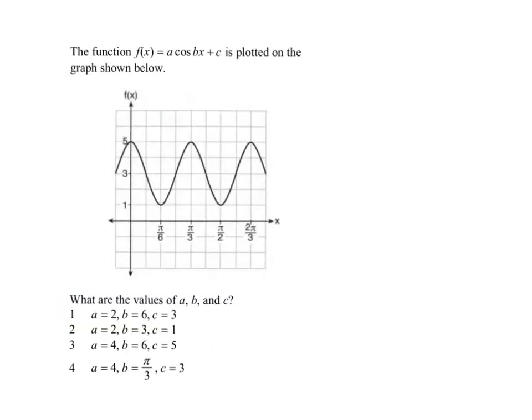In this question, it says the function a cos bx plus c is plotted on the graph shown below. They want the values of a, b, and c. Now, the first thing I always try to find is my midline, because that's kind of easy to find. It's halfway between the max and the min. So we know that c, because it's added to the end, is actually k, our midline, so k is 3. So we know that c has to be 3, because that's where your midline is. So it cannot be choices 2 or 3. The amplitude we know is 2, because it goes up 2 from 3, so it has to be choice 1.